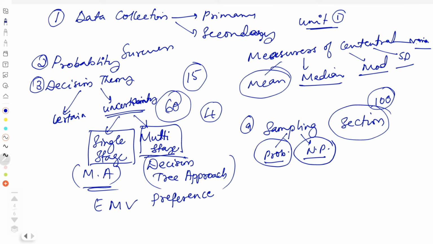In this unit you will learn why we have to go for sampling, why it is important, what the advantages of going for sampling are, then the different sampling methods like probability sampling methods and non-probability sampling methods. We learn about simple random sampling, systematic, stratified and cluster sampling, all these different types of sampling methods. Again, for sampling methods I had created a separate video.